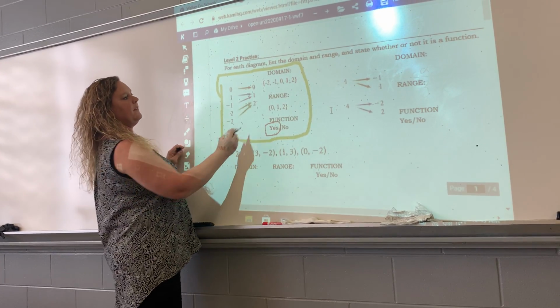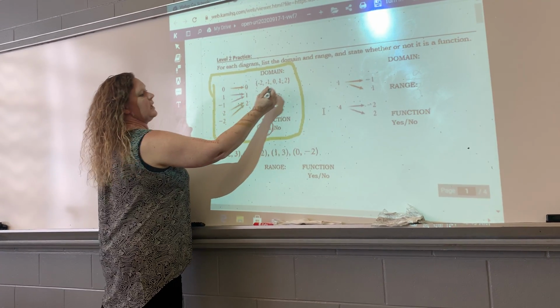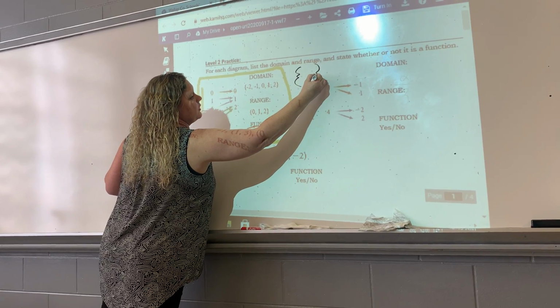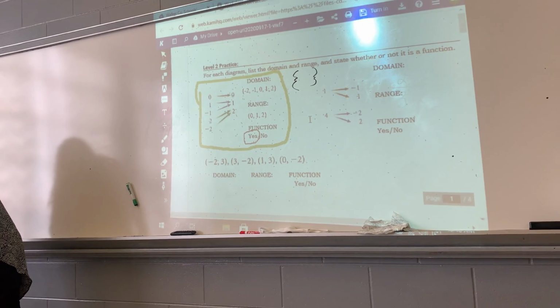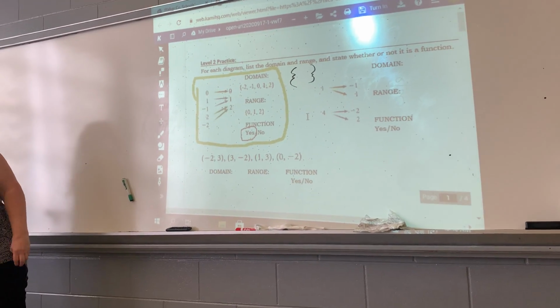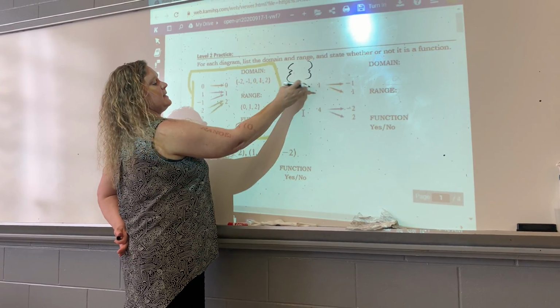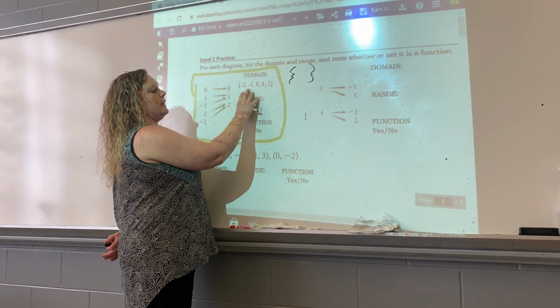If you want to type in the domain and range, on the keyboard are those little set notations. It looks like that. It's on your keys. I don't even know what number it is. It's above the bracket, kind of at the end of the P, okay? You can use that set notation. Use a set when you have a group of numbers. So your domain is a group of numbers.